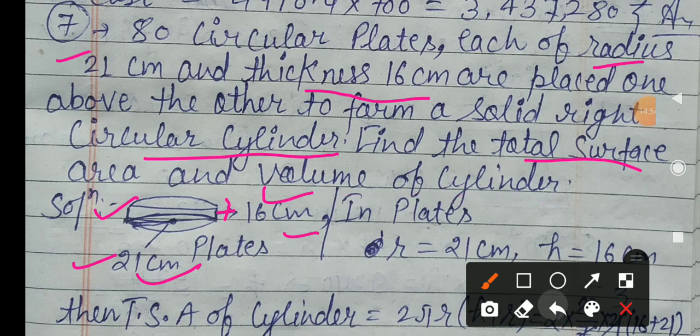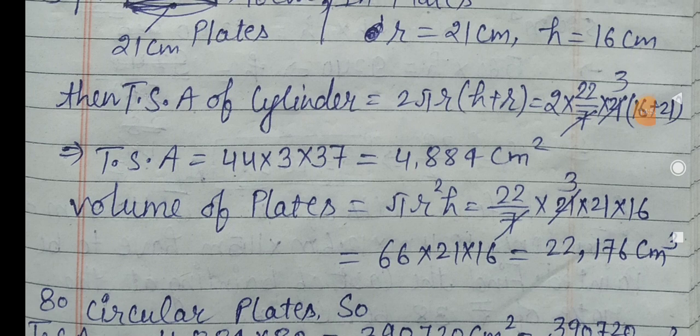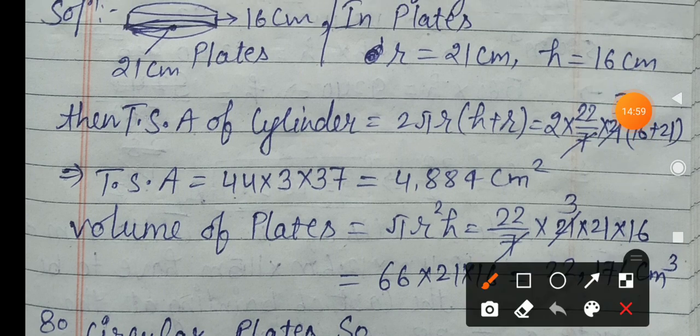Now in this question, the radius of a plate is 21 centimeter and the height is 16 centimeter. You have to find the total surface area of the cylinder, because the question asks for the total surface area. So what is the formula of the total surface area of a cylinder? That formula is 2 pi r bracket h plus r, and then you put the values of h, r and pi in this formula and get your answer.